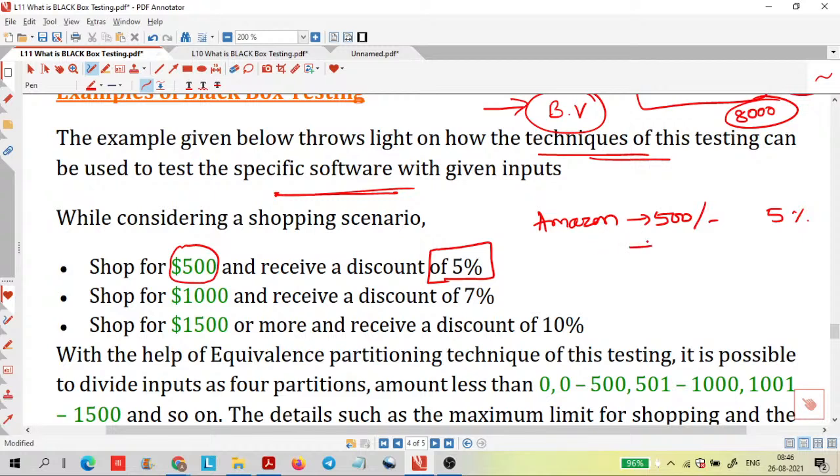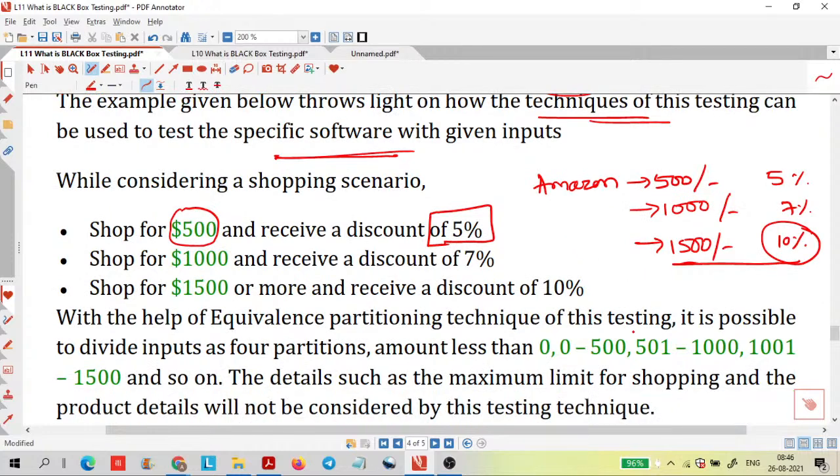सपोज इफ द कस्टमर इज शॉपिंग फॉर ₹1000, तो 7%, 1500 का किया तो 10%. ओके, बेस्ड अपॉन योर कंडीशन. सपोज इफ यू आर डन द ट्रांजेक्शन अप टू 1500, तो आपको 10% का ये होना चाहिए. लाइक वो आपको आइडेंटिफाई करना चाहिए.